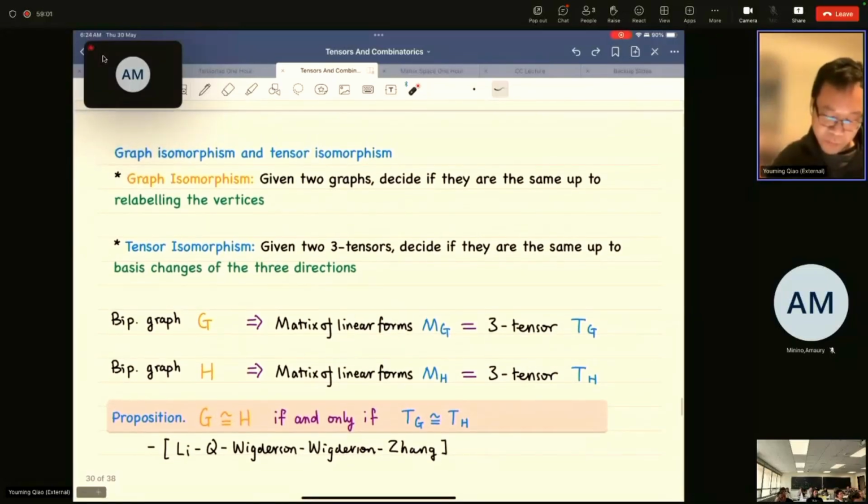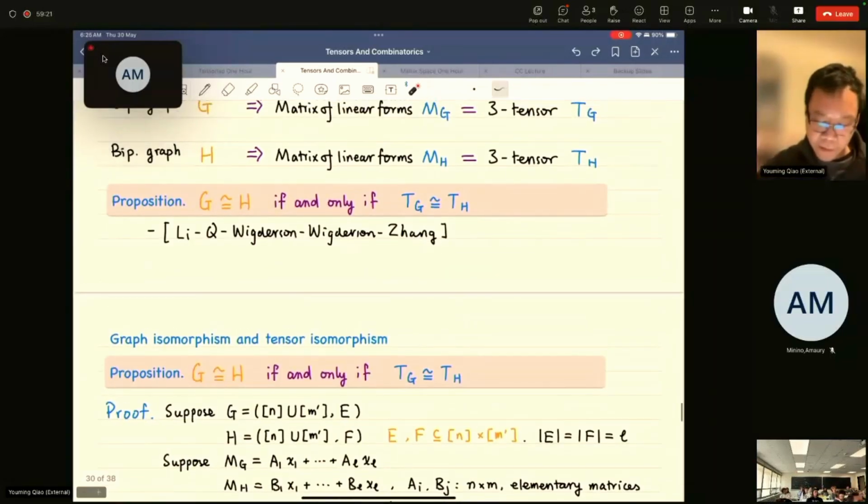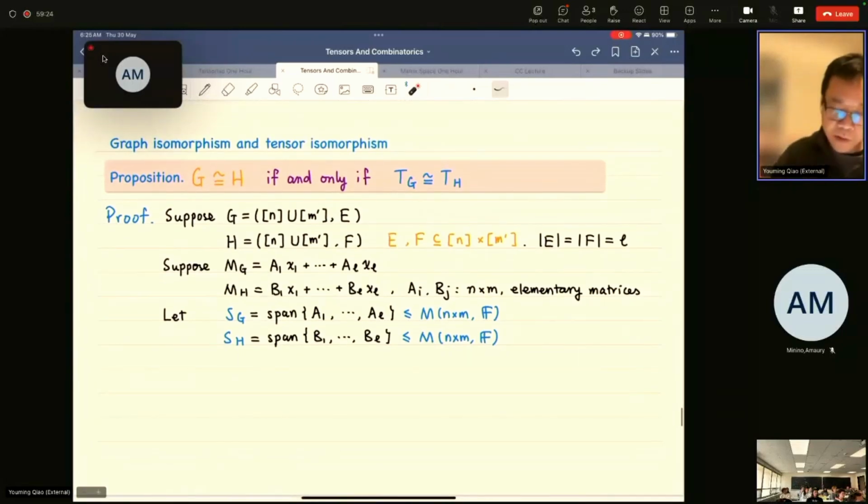And of course, now the proposition, as you probably can expect, is that the two graphs are isomorphic as graphs if and only if the two tensors are isomorphic as tensors. Okay? Yeah, so this is from this paper. So this is the main proposition. Namely, when you follow this recipe from graphs to tensors for two graphs, and you get two tensors, it turns out the two graphs are isomorphic if and only if the two tensors are isomorphic.